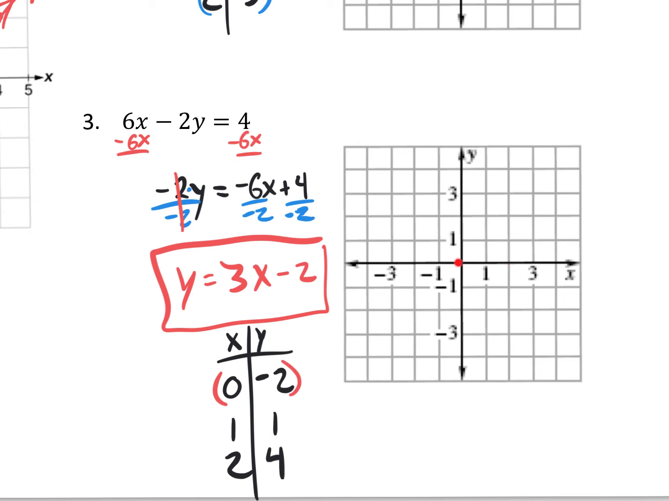That's 0 on the x, negative 2 on the y. Put a dot right there. Let's go to the next coordinate, 1, 1. 1 on the x, 1 on the y. Put a dot right there. Let's go to the last one, 2, 4. 2 on the x, 1, 2, 3, 4 on the y. Put a dot right there. And you only need 2 dots for a line, but as you can see, we do 3. That way we can be really comfortable when we see that all 3 dots line up.